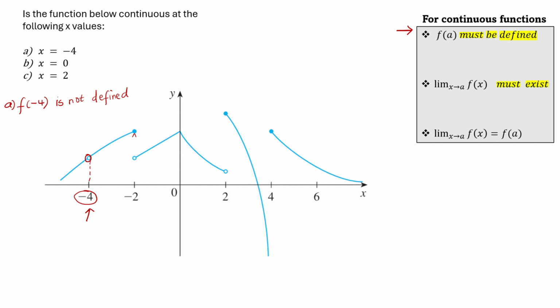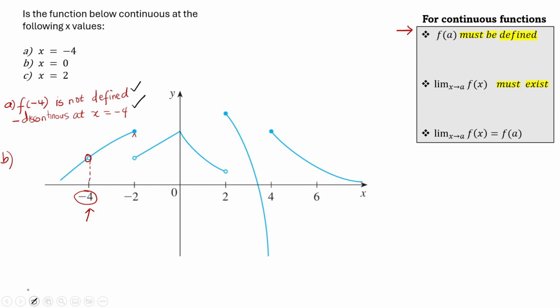Reason being, you already see that one of the conditions for continuity has been broken. That is, f(-4) is not defined. So basically, you can say the function is discontinuous at x equal to -4. You get your full marks. What is the reason? f(-4) is not defined. One of the conditions is not met. What about at x equal to 0?